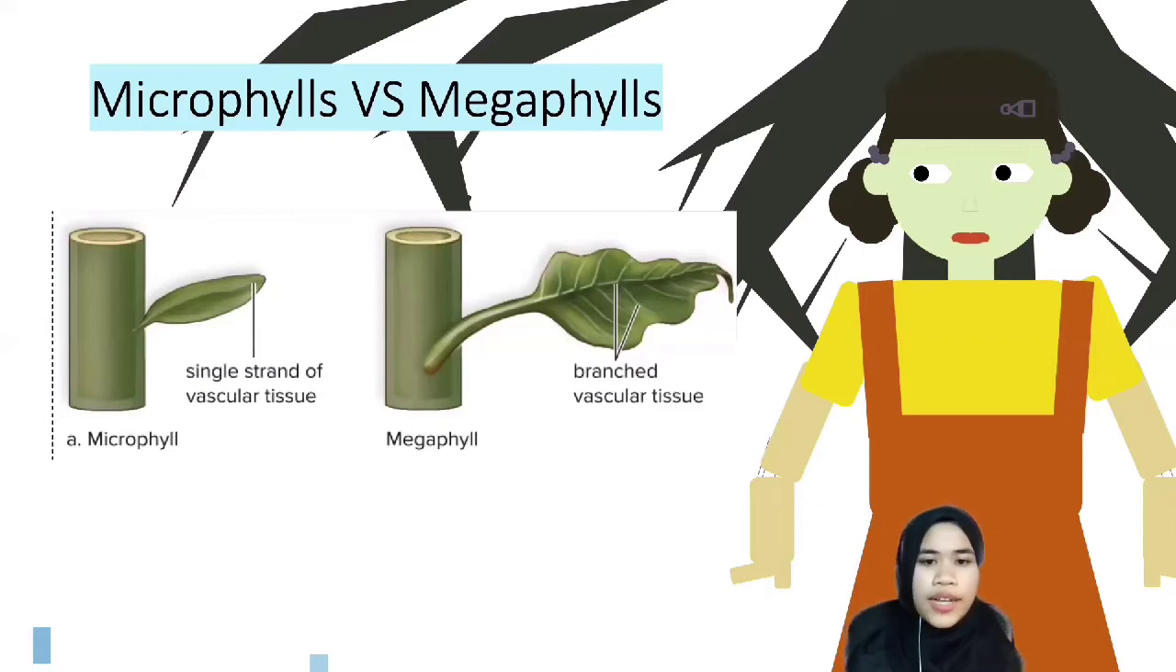So as you can see here, these are megaphylls. Megaphylls have broad leaves with branched vascular tissue. On the other hand, we have microphylls, whose leaves are smaller than megaphylls and only have single strands of vascular tissue.